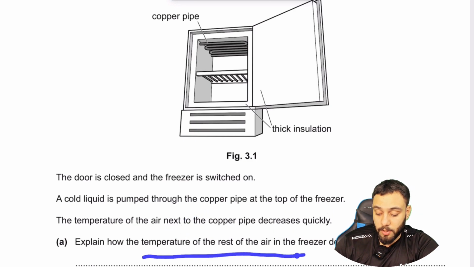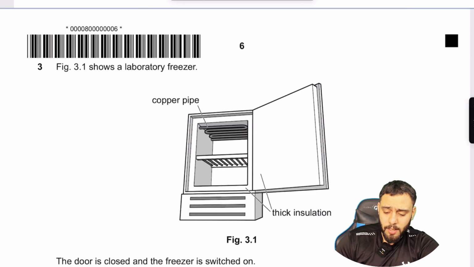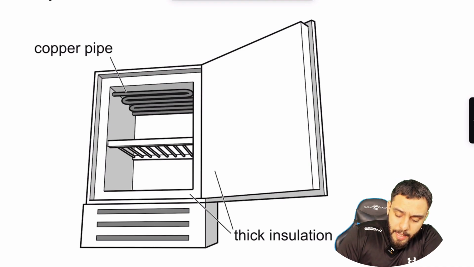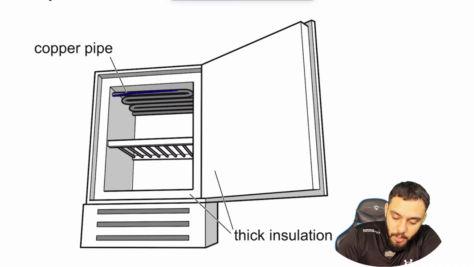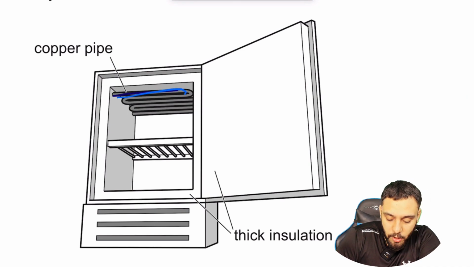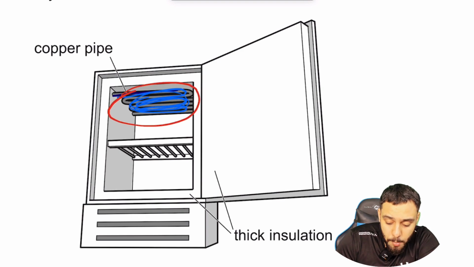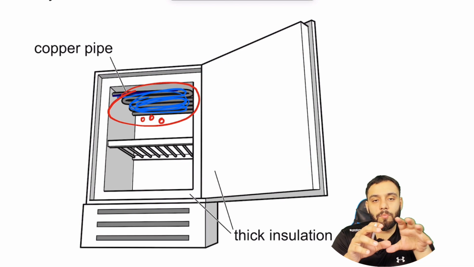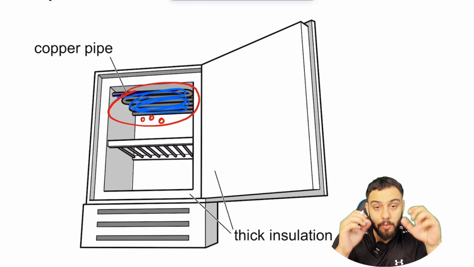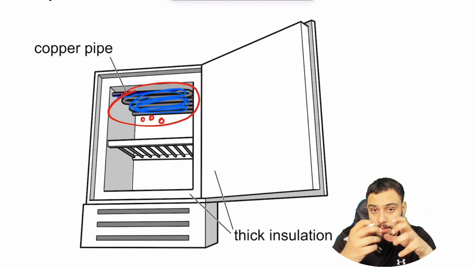Explain how the temperature of the rest of the air in the freezer decreases. Okay, let me just explain that. Let's say these copper wires are very cold. So the air molecules that are near these copper wires would definitely lose their heat to the copper wires. They would become more dense and go down.